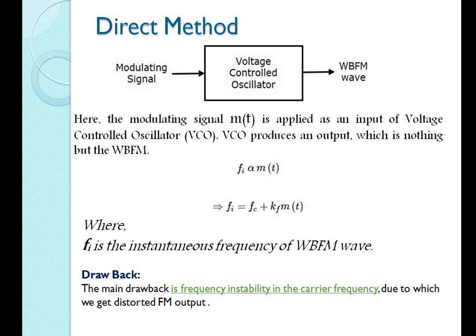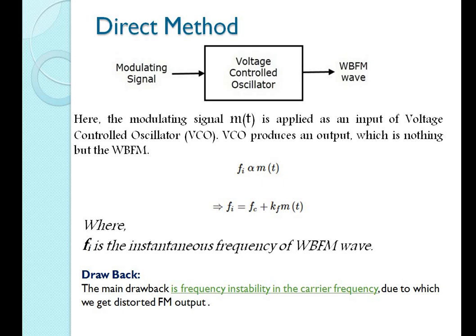Okay, this is the formula for your FM, or the wideband frequency modulation wave. But the drawback here is that the frequency will be unstable in your carrier frequency. The main drawback is your frequency will be unstable whenever you are modulating. Suppose the input voltage is increased, then your frequency is also increased. Suppose you are decreasing the input voltage, then obviously your frequency will also decrease. So there is an instability in your frequency, which is in your carrier frequency.